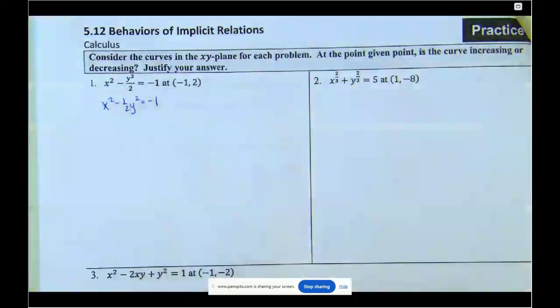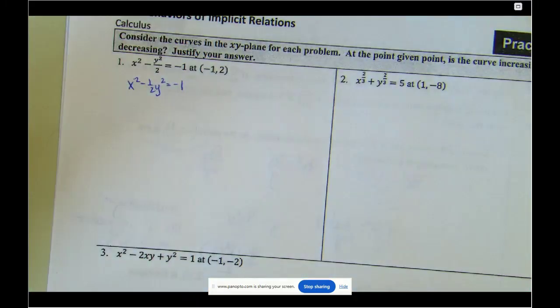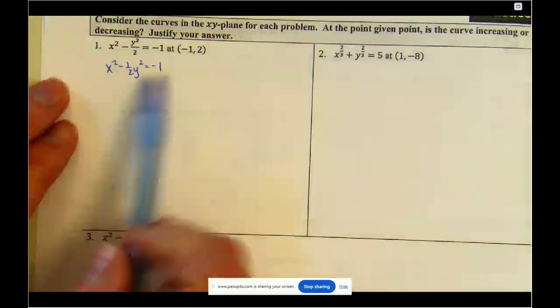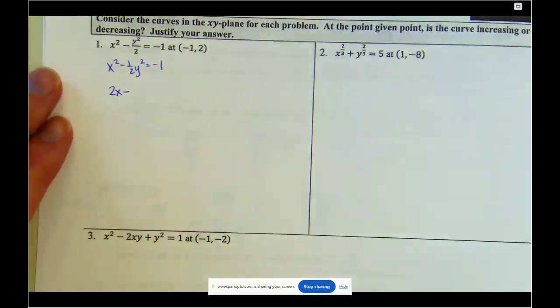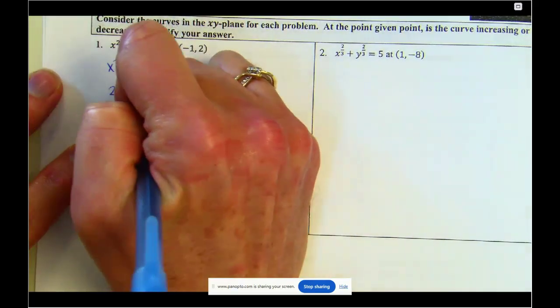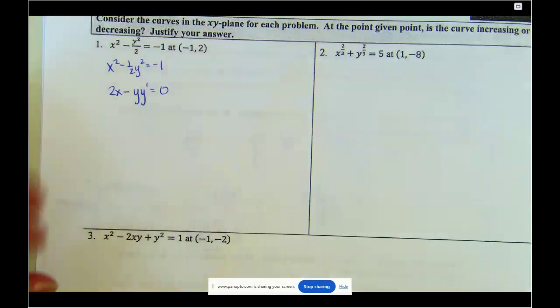It does, but it's terrible. Because then Alex asked me, what do I do here? Yeah, don't do that. Okay, what's the derivative of this? It's 2x minus the 2 and the 1/2 cancel. So it's going to be y prime equals 0. Super easy derivative.